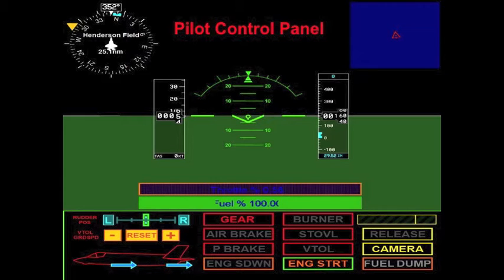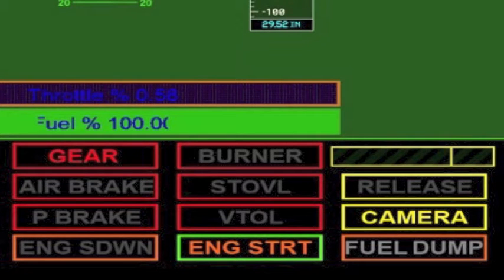If we look on the far right-hand side, you'll see a box with hash marks. If you have any ordnance or are carrying any objects on board, this will show what they are. Right now, there's nothing. Right below that is a release button. You will use this to release the ordnance. Below that is a camera button. That'll take a snapshot of the screen in live action.